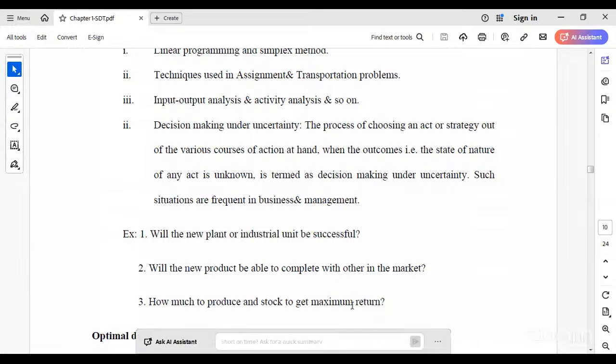And next one, will the new product be able to compete with the others in the market? It says complete, but that is a spelling mistake. Compete means giving competition. The product which we are producing in our plant, is it giving any competition to other products? Similar products will be there. For example, in our daily life you will see a number of similar products. I will give a small example for your understanding. In the market, the talcum powder product is there. In talcum powder, how many brands are there? Different varieties of brands are available here. So all these talcum powders are giving competition. One talcum powder is giving competition to another one, and the other to the next one.